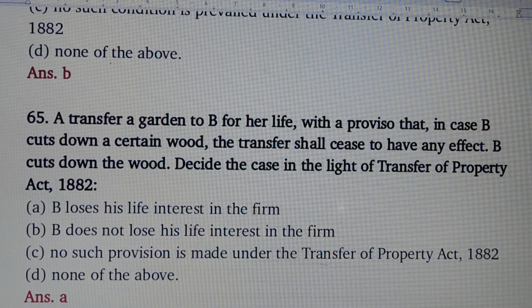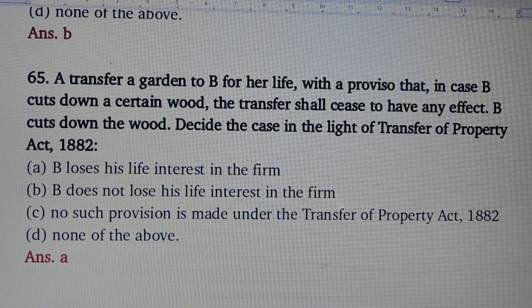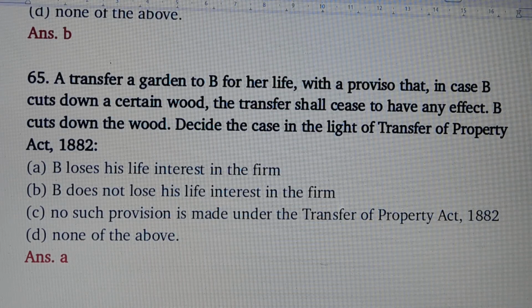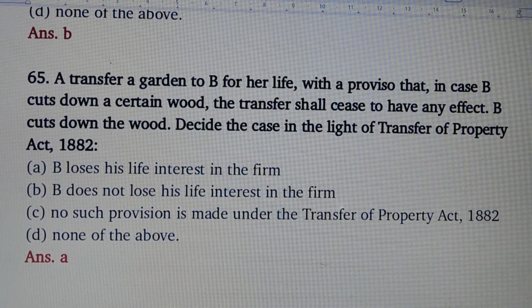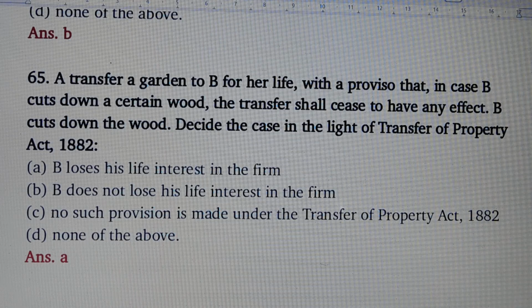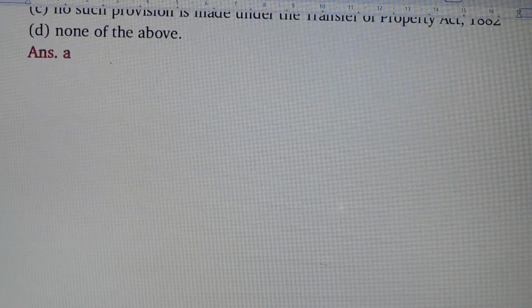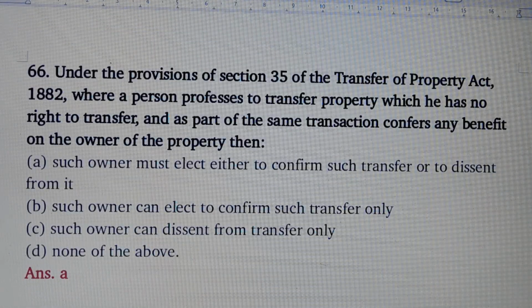Question number 65. A transfers a garden to B for her life with a proviso that in case B cuts down a certain wood, the transfer shall cease to have any effect. B cuts down the wood. Decide the case in the light of Transfer of Property Act. Answer is option number A. B loses his life interest in the farm.